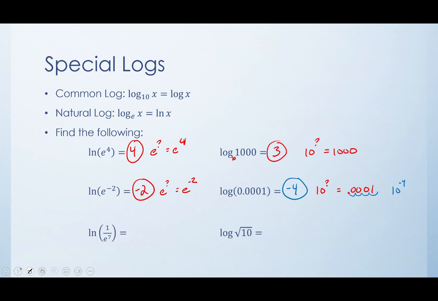All right, next up, what about ln of 1 over e to the 7th? So this one we need to remember that this is the same as natural log of e to the negative 7, right? And now we say e to the what equals e to the negative 7. And of course, we're going to get negative 7.